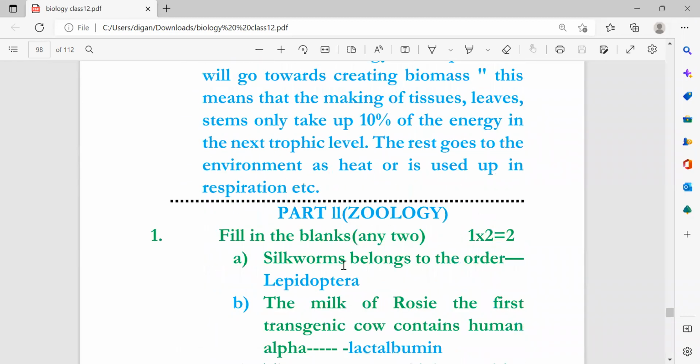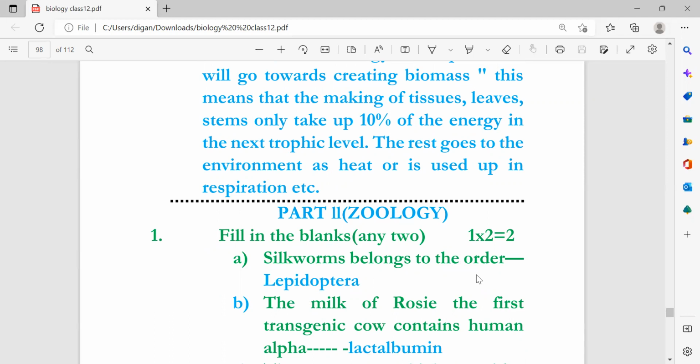Sorry. Next, this botany section is finished. Now go for the zoology section of the same question paper. So the zoology section also contains 35 marks. So first question, fill in the blanks. Any two you have to write, but now you have to prepare all the questions because you don't know which question is going to come in your upcoming exam.